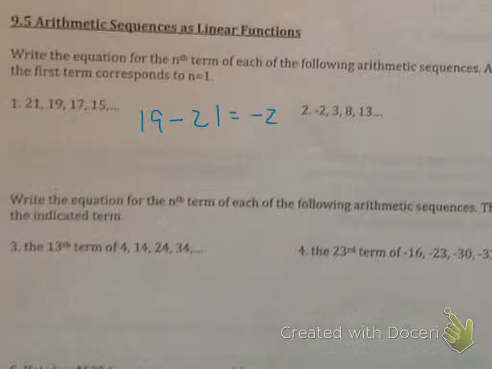Then we take the third number and subtract it from the second number. We do this, we find that that's negative 2. And we take 15 minus 17 and we find out, again, it's negative 2. So my pattern here is negative 2 for each one.